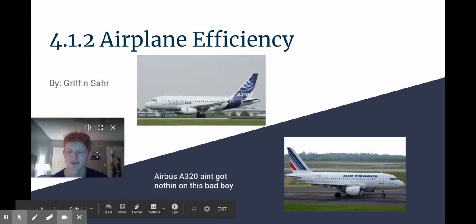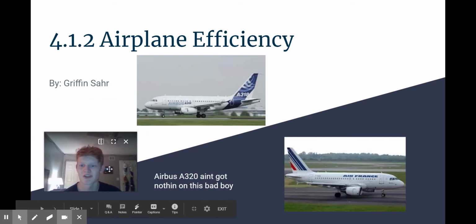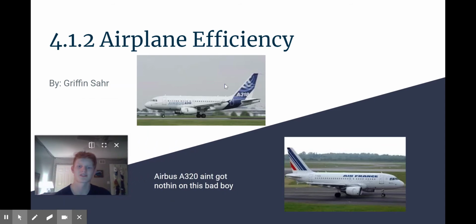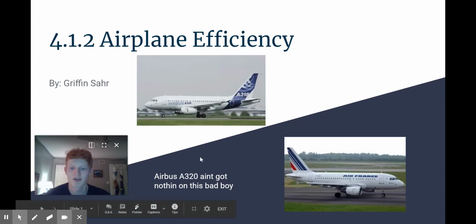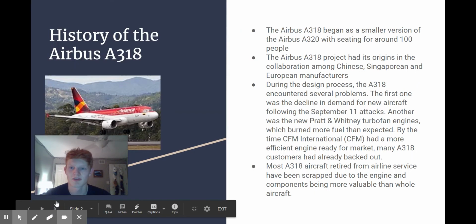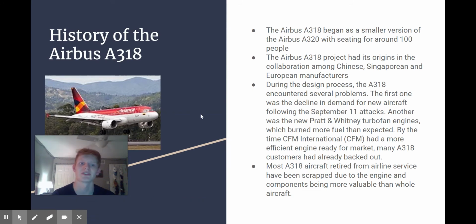Okay, this is 4.1.2 airplane efficiency. I am doing my presentation on the Airbus A318, and we have a couple of pictures here on the front cover. It's a very compact, much smaller passenger aircraft. So moving on to the history of the Airbus A318.